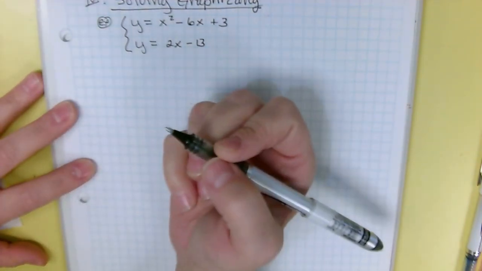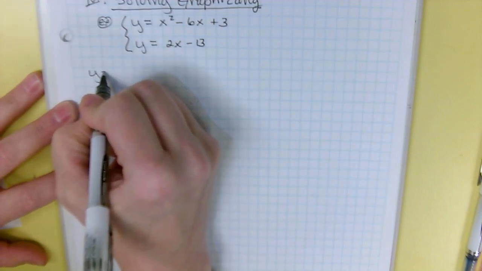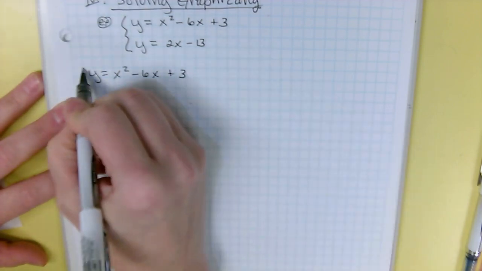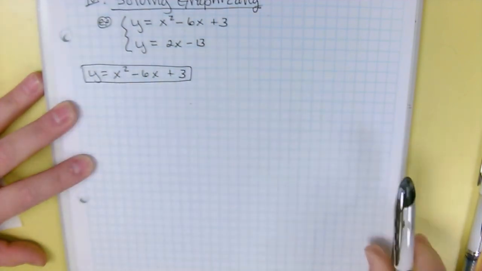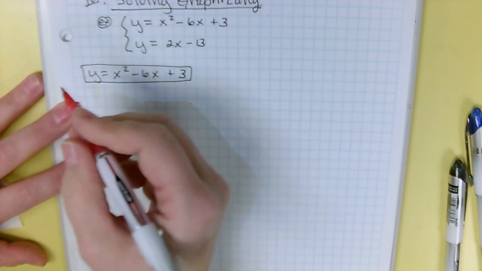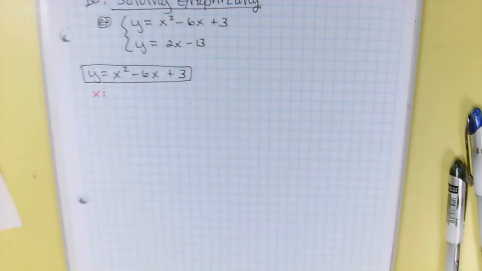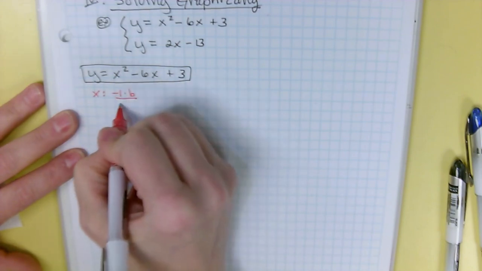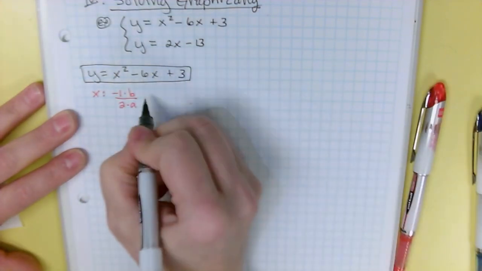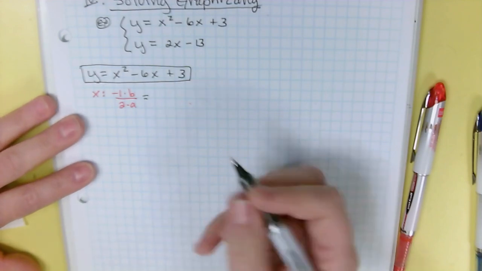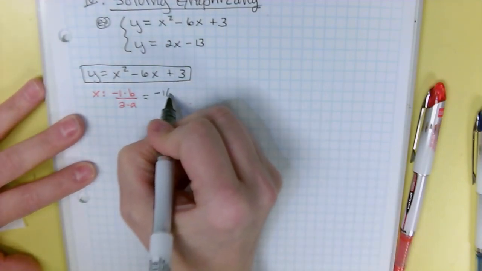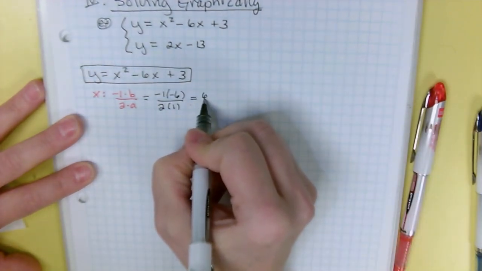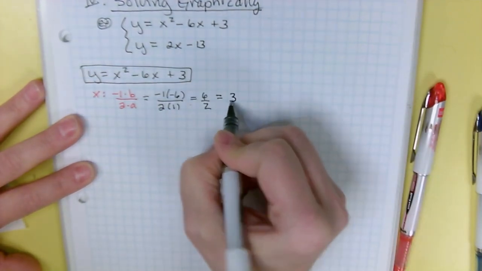Okay, so I'm going to pick the parabola first, to graph first. So y equals x squared minus 6x plus 3, that's our parabola. So remember that the vertex of the parabola in standard form, the x-coordinate has the formula -1 times b over 2 times a. So we're going to calculate the x-coordinate of the vertex. So that would be -1 times -6 over 2 times 1 would be 6/2 or a 3.